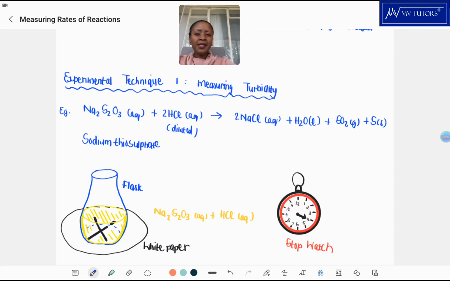One thing with all these experiments or techniques is that you should keep temperature constant. They like asking questions like that, like what should be kept constant during these experiments.